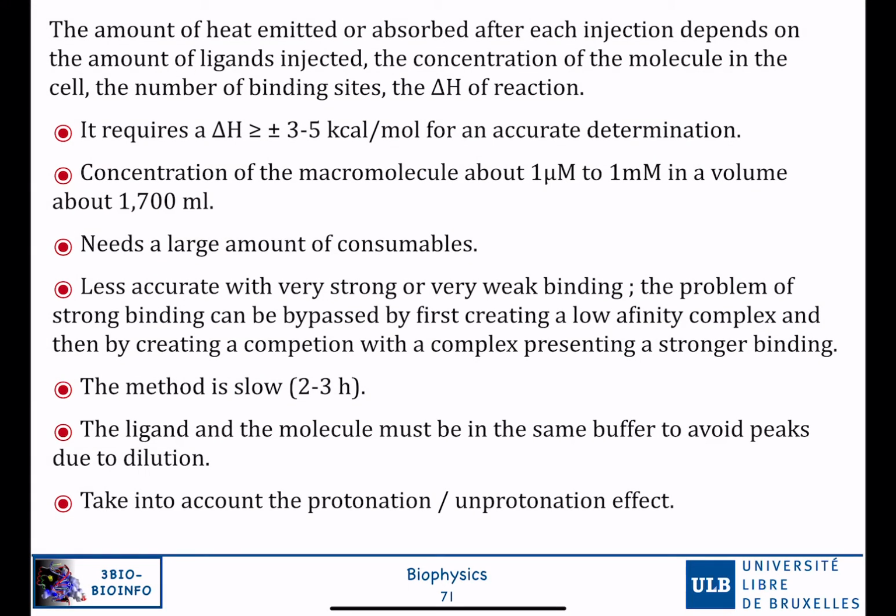And what is important is that it is also a chemical reaction, and there is also heat that could be emitted or absorbed during this chemical reaction. And so you have to take into account if you have such an effect in the reaction that you study.